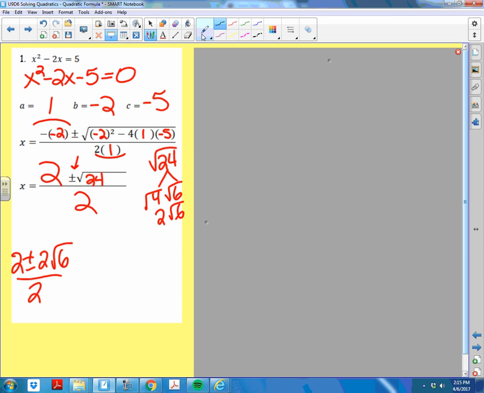Now, I want you to watch, because I need everyone to know how you simplify. There are 3 numbers. This is a number, this is a number, and this is a number. If all 3 numbers can be divided by the same number, then you can simplify it. Yeah, they can all be divided by 2. So this becomes a 1, this becomes a 1, and this becomes a 1. So the final answer is 1 plus or minus 1 times the square root of 6, or just the square root of 6. And then it's divided by 1, but I don't have to write that. That is your answer.